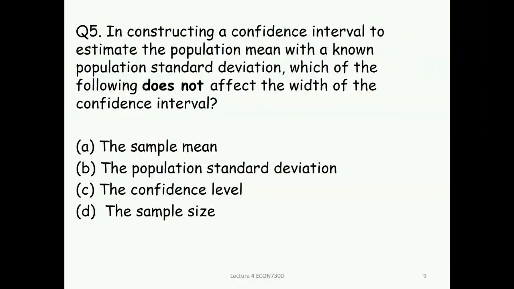Okay. In constructing a confidence interval to estimate the population mean with a known population standard deviation. Known standard deviation means the population standard deviation is given. Which of the following does not affect? Which one do you think doesn't affect? Which one of these 4 doesn't affect the width of your confidence interval?